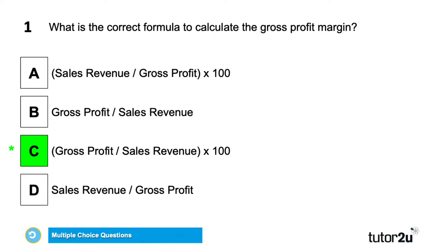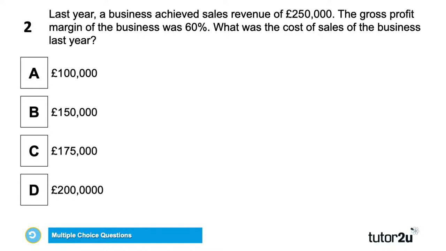Another multiple choice question for you then. We'll call this question two. Last year, a business achieved sales revenue of £250,000. The gross profit margin of the business was 60%. What was the cost of sales for the business last year? A, £100,000. B, £150,000. C, £175,000. And D, £200,000. A, B, C, or D, what's the correct answer, please? Use the formula from the previous question.